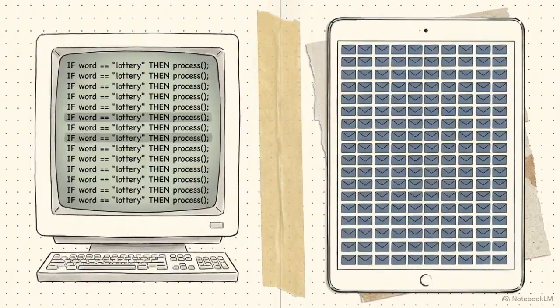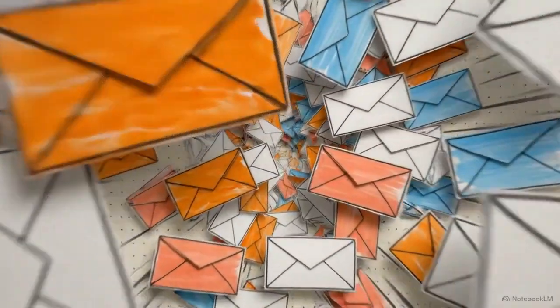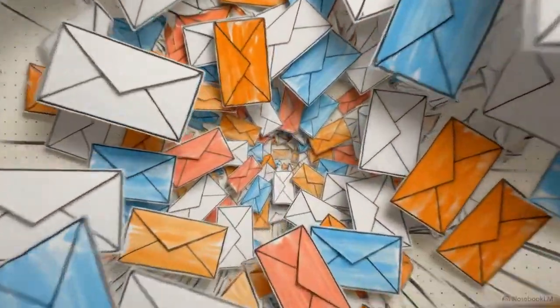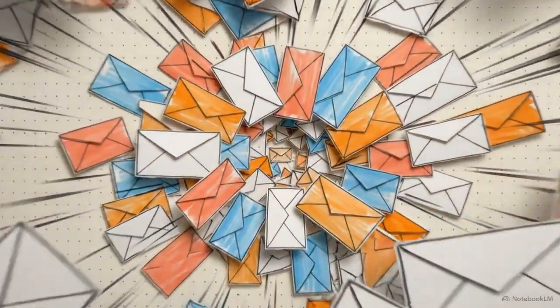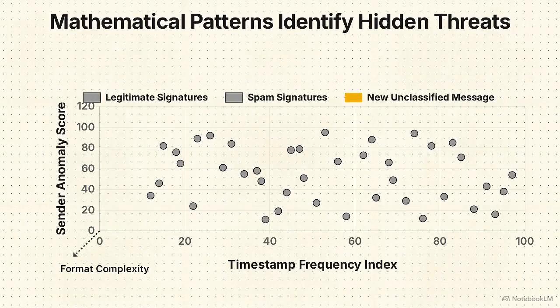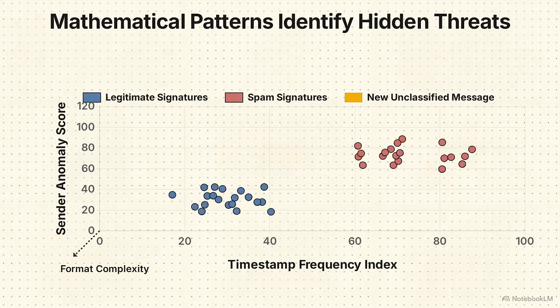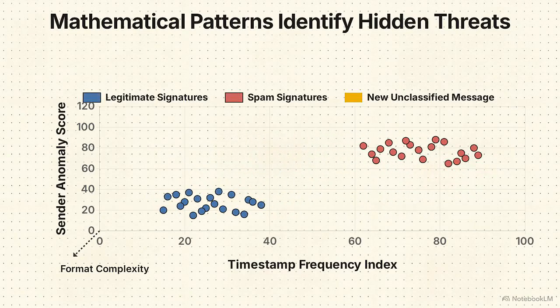Let's apply this back to the spam problem and move past the keyword rulebook. The first step is feeding the system a massive dataset of real emails that have already been labeled by people as spam or not spam. In this 3D scatter plot, we can see the machine studying the data to find statistical correlations, hidden combinations of timestamps, sender behaviors, and formatting that humans wouldn't think to look for.